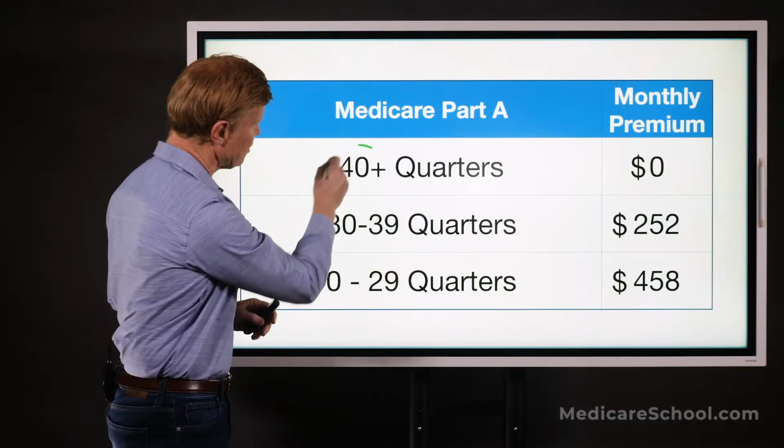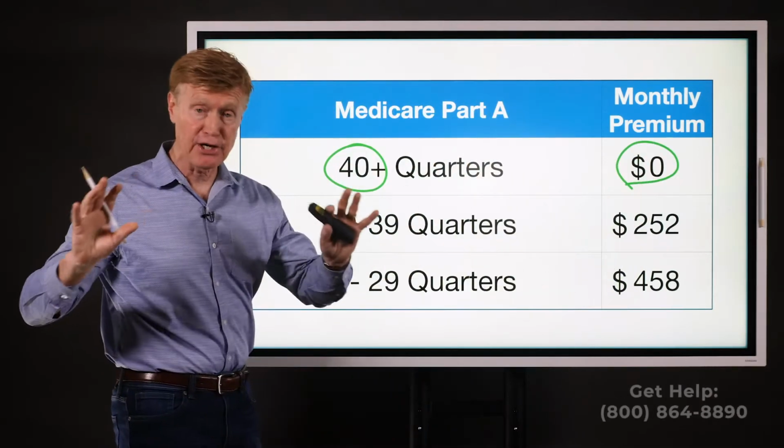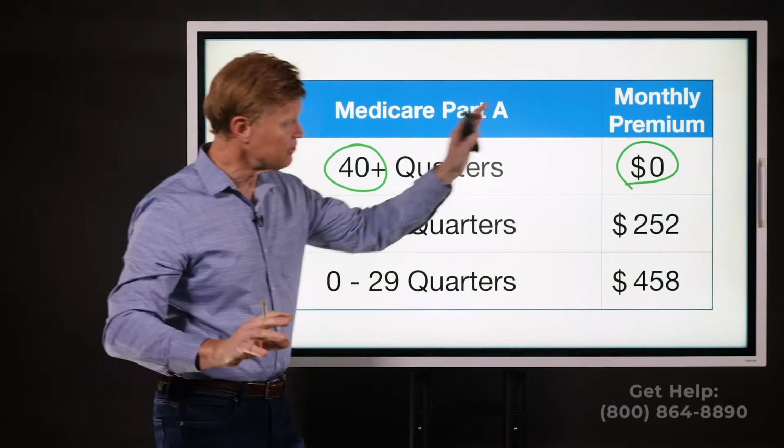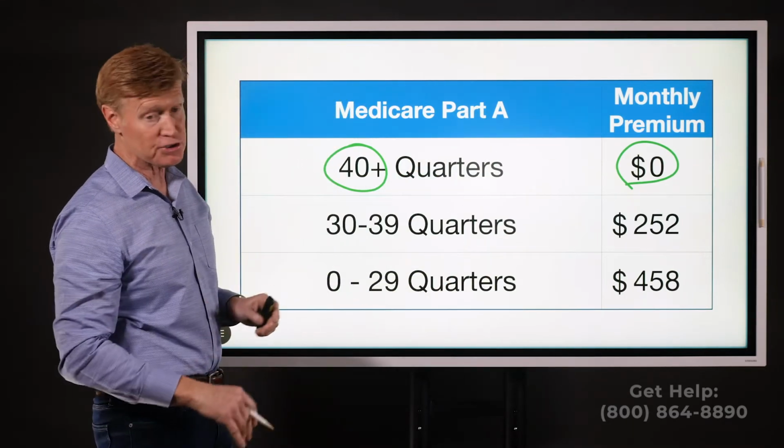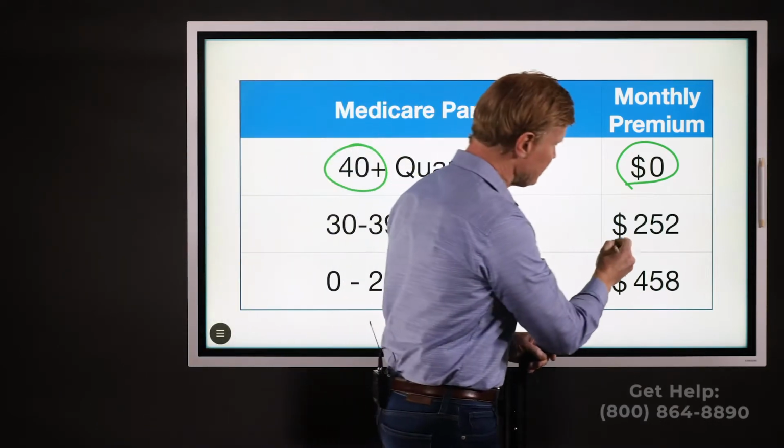So if someone has 40 quarters or more, you'll never, ever be penalized whatsoever. It's going to be free regardless of when you take your Medicare. There's no penalty whatsoever, and your premium also will be free. Now, if we have 30 to 39 quarters, now we have to buy it every month.